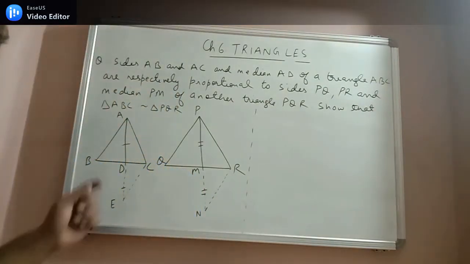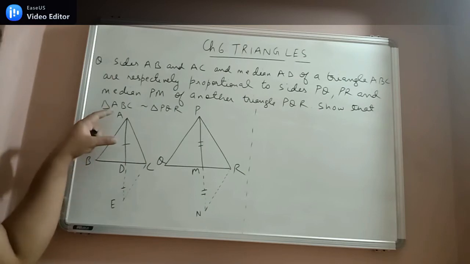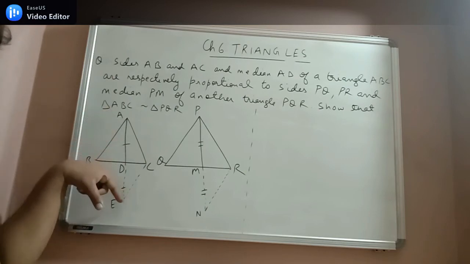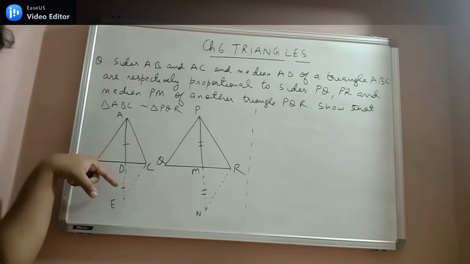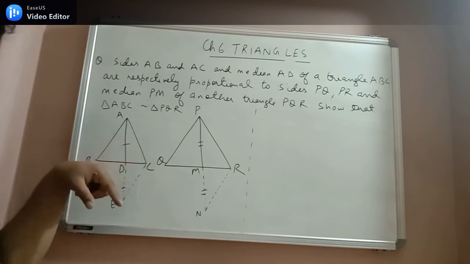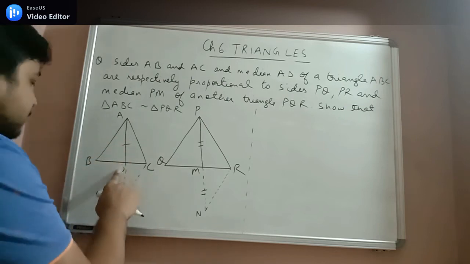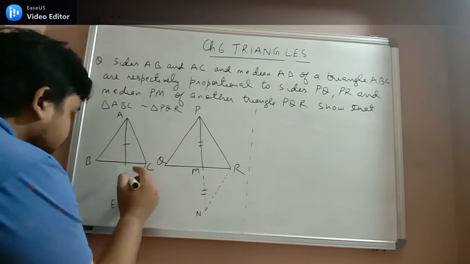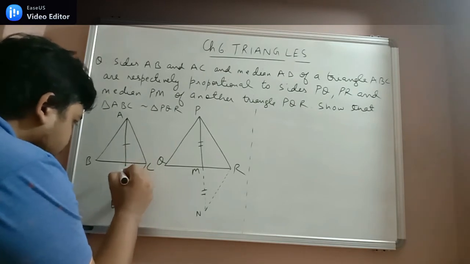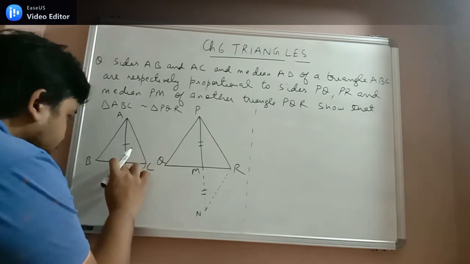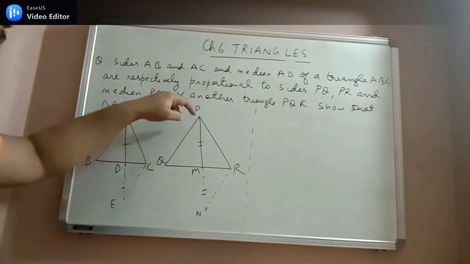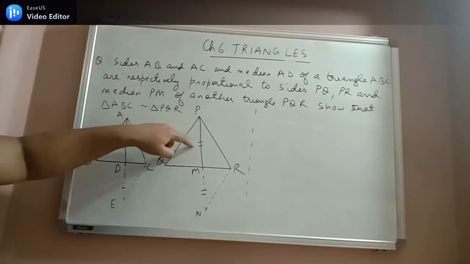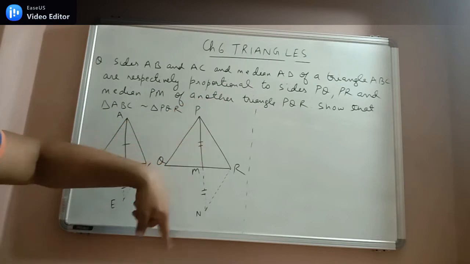So I repeat the construction that I have done. I have extended AD to E such that AD is equal to DE and joined EC, and similarly I have extended PM to N such that PM is equal to MN and joined NR.